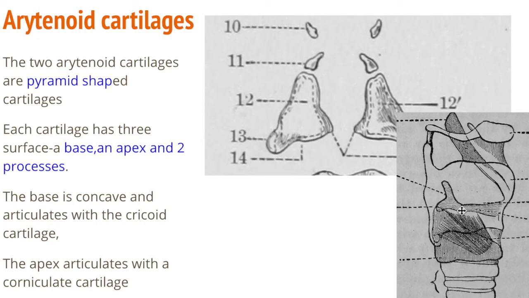So now its base is concave and it articulates with the cricoid cartilage, and the apex articulates with the corniculate cartilage, right? So we saw there was a facet on the upper surface of the cricoid cartilage for articulation with the arytenoid cartilage, and at the apex it articulates with the corniculate cartilage.